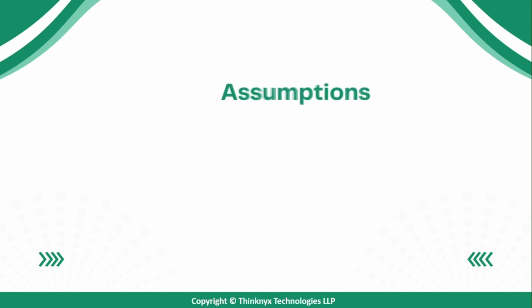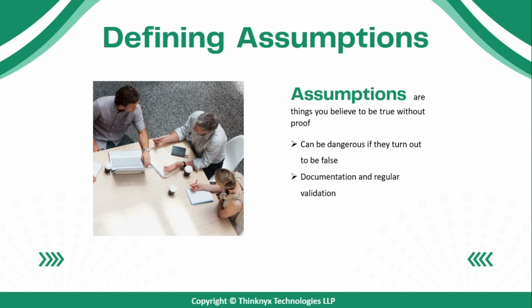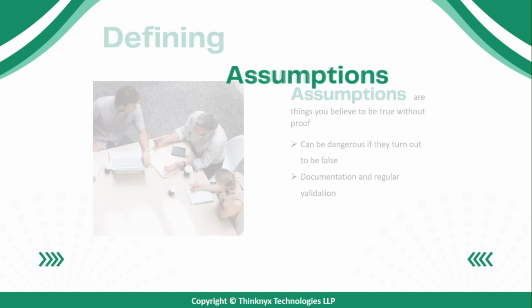Next, we have assumptions. These are the things you believe to be true without proof. Assumptions can be dangerous if they turn out to be false, so it's important to document them and regularly validate them throughout the project. For instance, you might assume that a certain technology will be available when you need it. If that technology gets delayed, it could disrupt your entire project timeline.